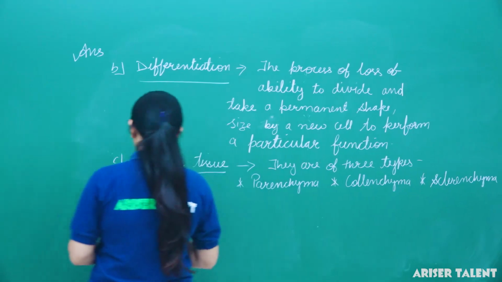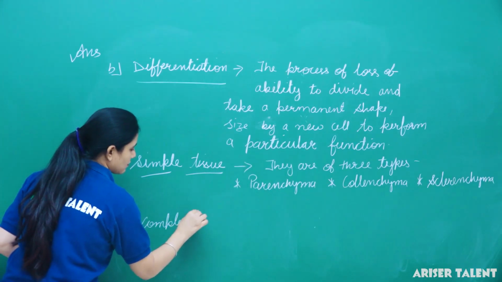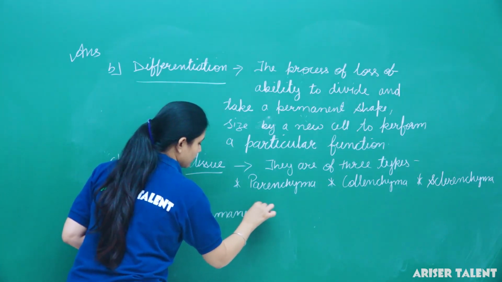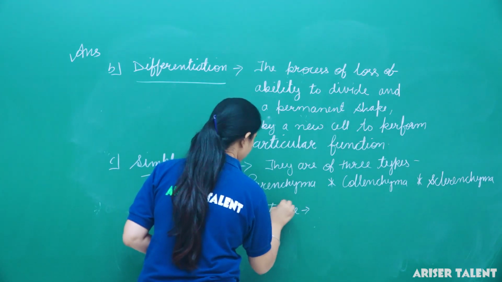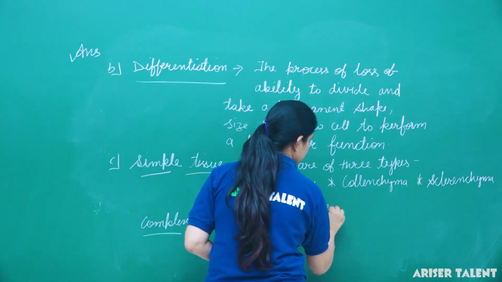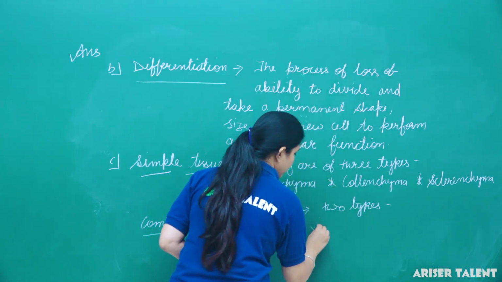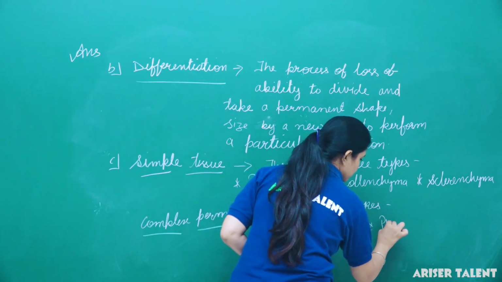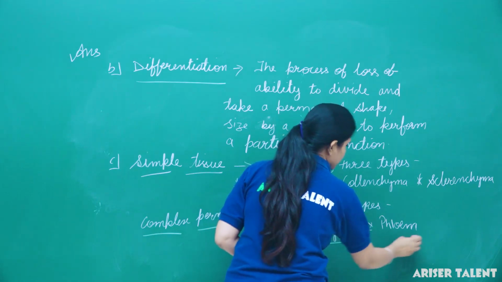Okay, and if we talk about complex permanent tissue, they are of two types. What are they? Xylem and phloem. Okay, so these are the answers.